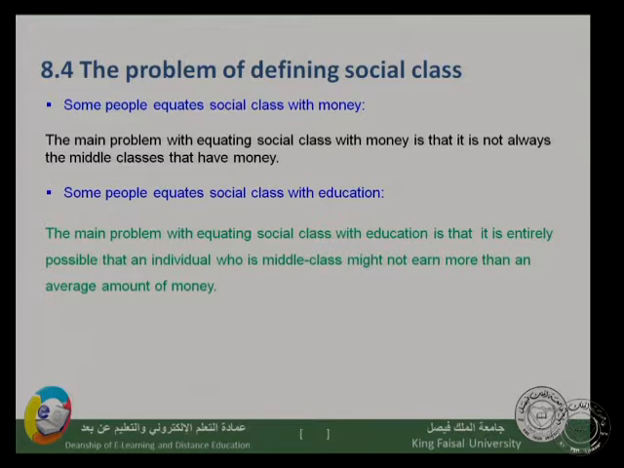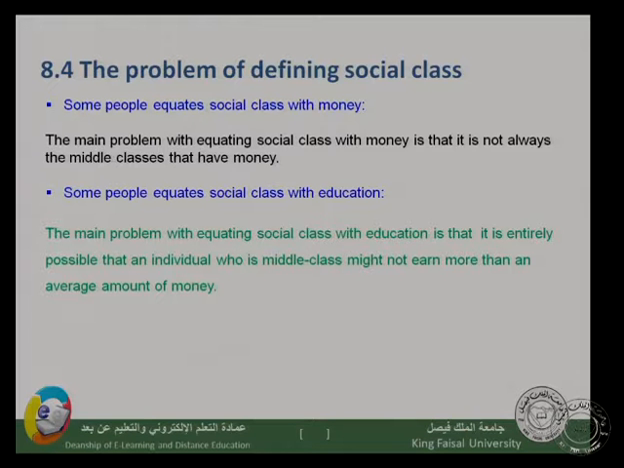The main problem with equating social class with education is that you cannot also say if this person has got a PhD or this person has graduated from this university or that university, this means that he is of an upper social class. Well, this is another problem, because if you are highly educated, this does not always mean that you are of an upper social class.